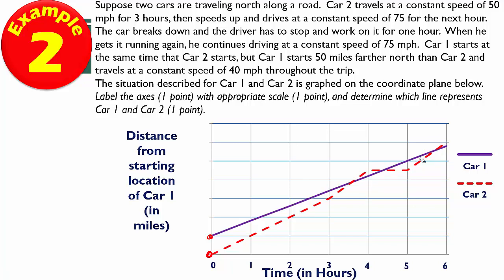Now we just need to figure out how to label our y-axis, or what interval our grid lines should be separated at. Since car 1 started 50 miles further north than car 2, let's make these intervals of 50 then, and just go up and label them all the way up, and you're good.